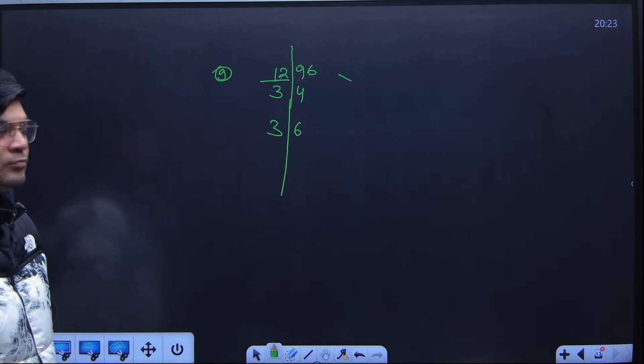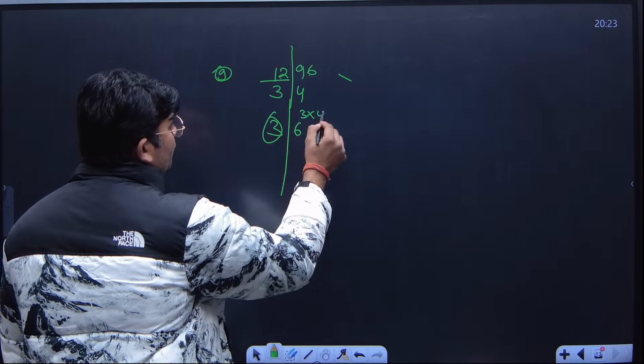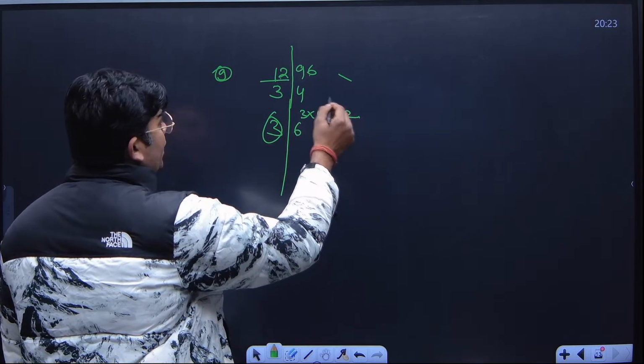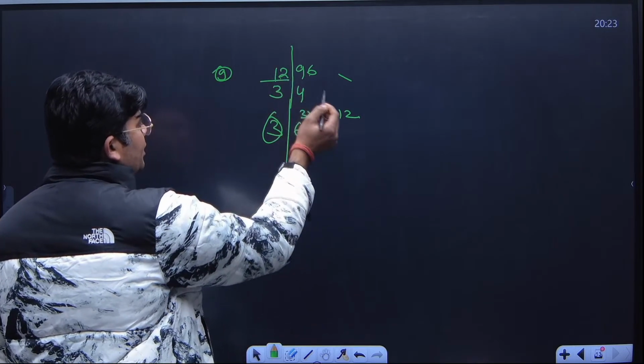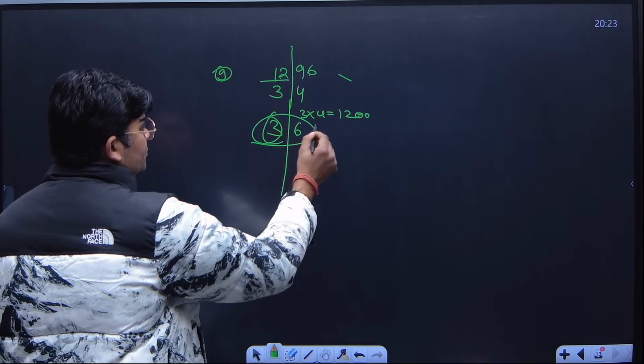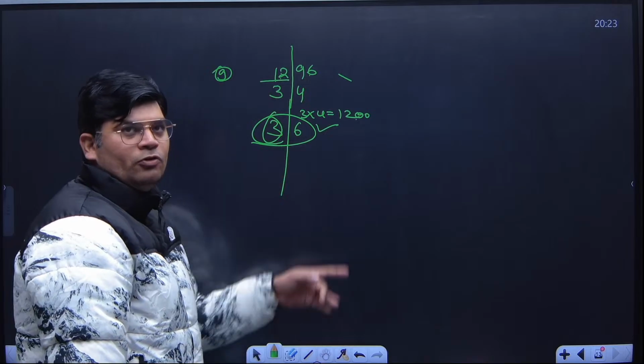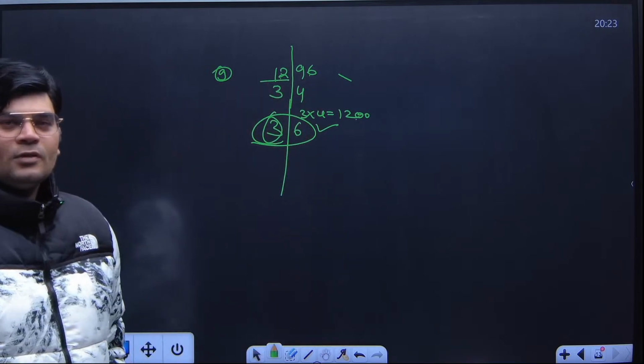Then you multiply the previous number by the next number. So what is 3 into 4? This is 12. And you check with this number, is this greater than 12? Yes, so it is going to be 36 square. If this number would have been less than 12, then it would have been 34 square. Are you getting it?